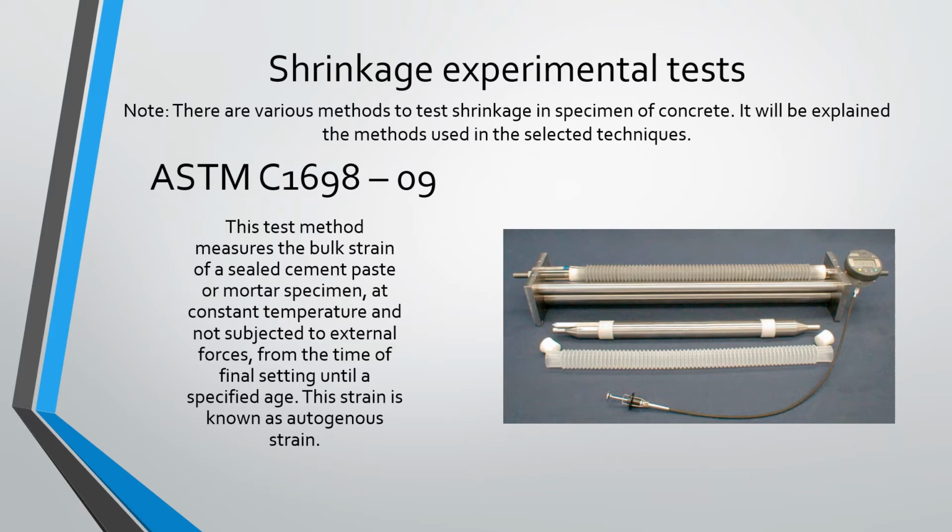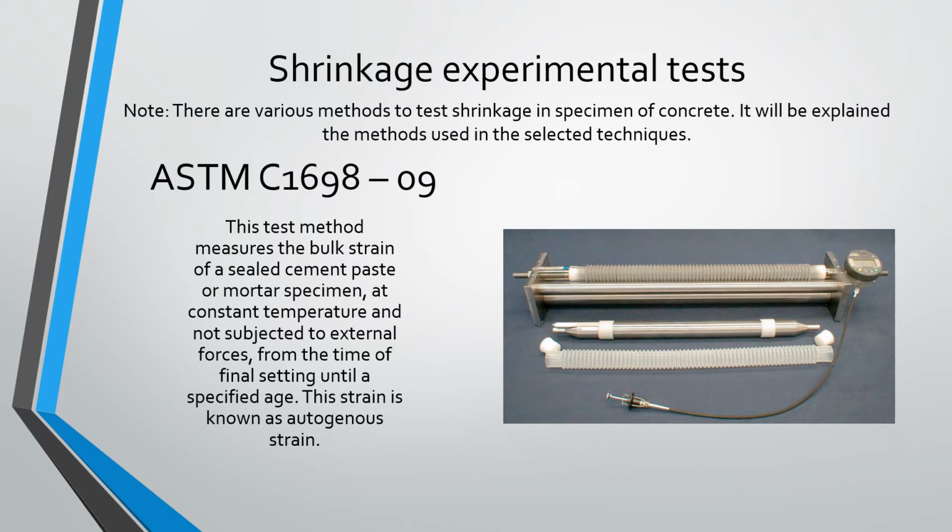In the new techniques, we can find that these researchers find the shrinkage based on some experimental tests. So we're going to summarize some of them because there are a lot of tests, but we're going to use just three. The first one is the ASTM C1698-09. That is the standard test method for autogenous strain of cement paste and mortar.